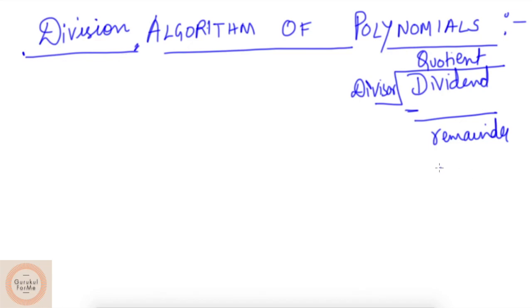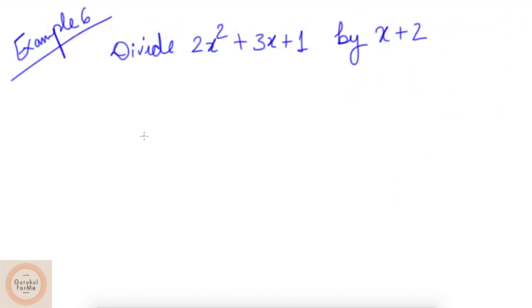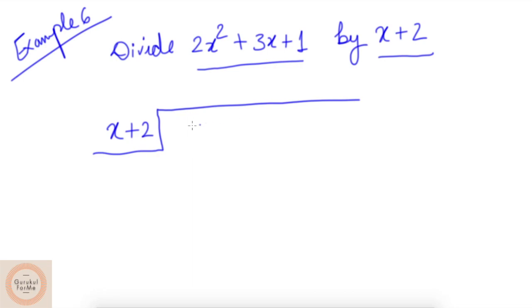So we did it for numbers. For example, 7 divided by 3, 3 twos are 6, and the remainder was 1. 2 was the quotient, 7 was the dividend, 3 was the divisor. The same concept we will apply to polynomials and see if there are any differences. Let's straightaway jump to example number 6, which says you have a polynomial, you divide it with another polynomial. Let us try dividing and see how we actually divide the polynomial.